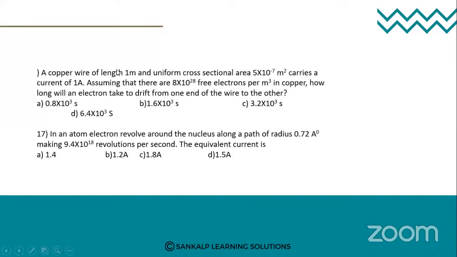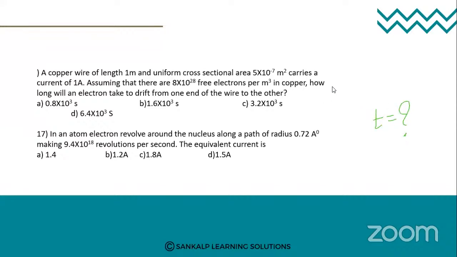See the next question. A copper wire of length 1 meter and uniform cross-sectional area 5 into 10 raised to minus 7 meters square carries a current of 1 ampere. Assuming that there are 8 into 10 raised to 28 free electrons per meter cube in copper, how long will an electron take to drift from one end of the wire to the other? So how long means you need to calculate the time here.